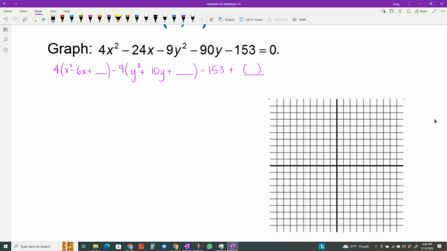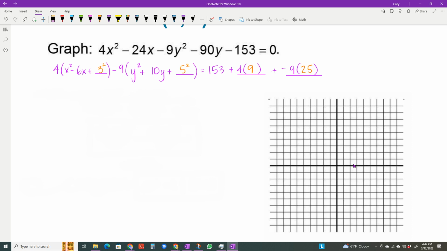Okay, then I'm going to say plus a blank on both sides of my equation. And remember, because these parentheses have a number in front on the outside, I'm going to put that number out front on the outside of my parentheses as well. And notice that I put the negative 9 because this is a negative 9 out front. All right, so to complete that square, I take half of 6, which is 3, and square it. And on the other side, 3 squared is 9. Then I take half of 10, which is 5, and square it. And 5 squared is 25.